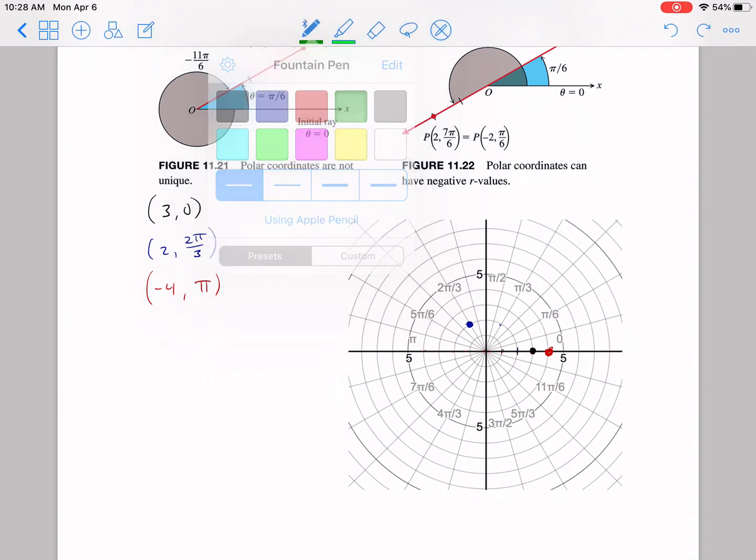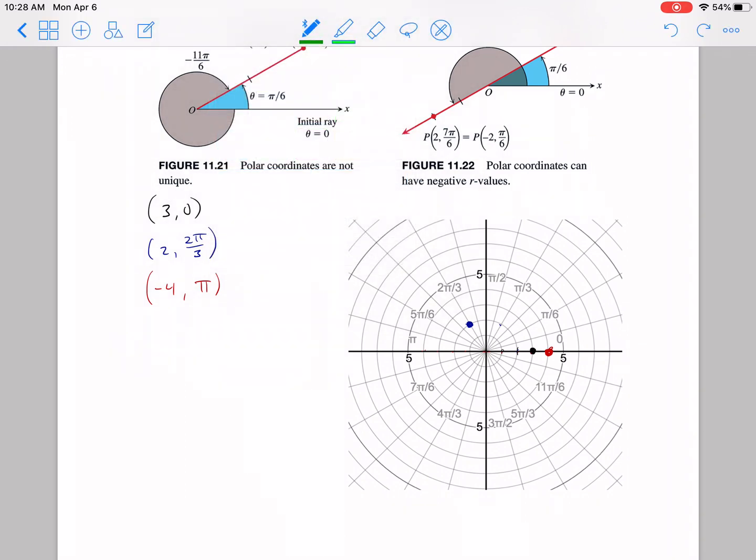All right, let's pick our next color. We'll go with green here. And let's do 2, 2 pi over 3. And so we'll go out to 2, which is here, and then to pi over 3 right there. All right, so that was 2 and then pi over 3. Okay, so I drew this radius out and then rotated it up to here, to 2 pi over 3.